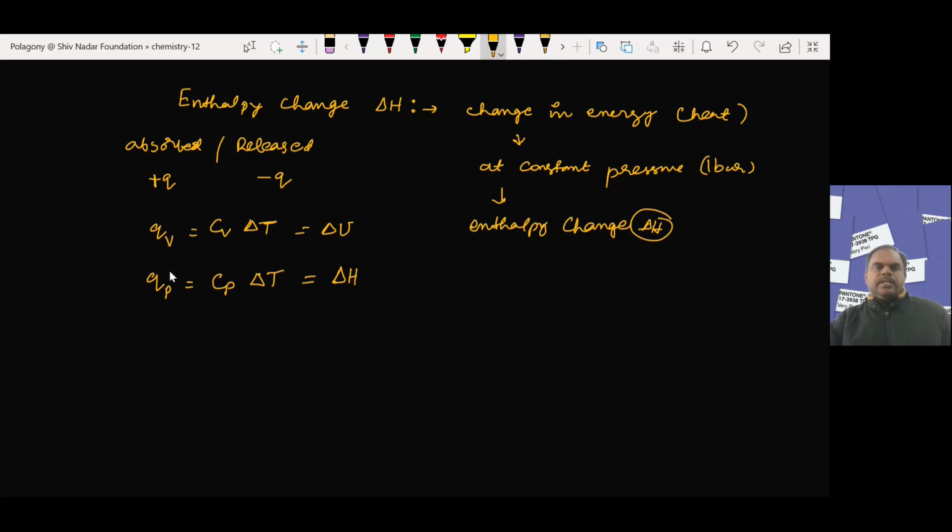So that energy change during the chemical reaction at constant pressure is said to be enthalpy change. Already you know this equation, which is related to the heat capacity of the substance. As you know, enthalpy change is a state function. Enthalpy change is also a state function, which depends upon the initial state to the final state.